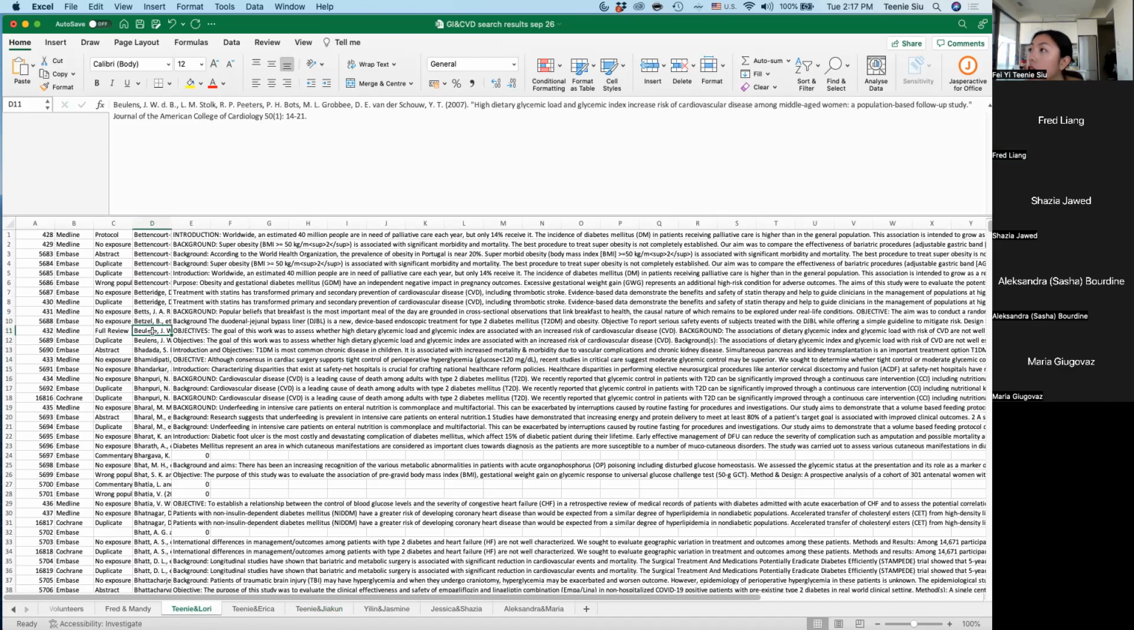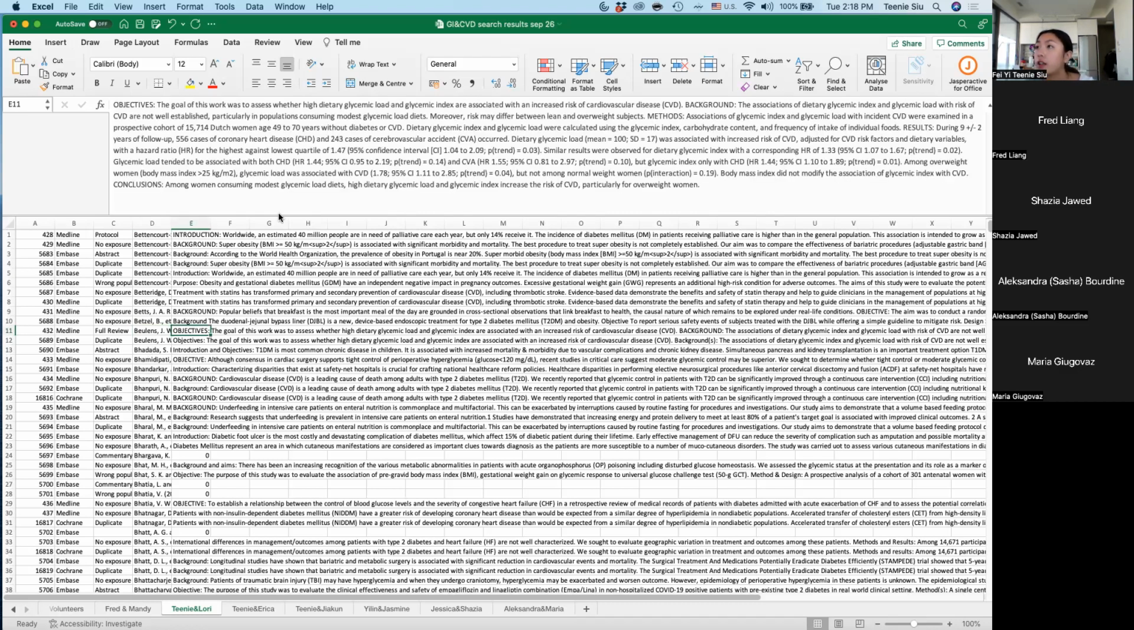Yeah, so this one, I think I've shown you guys this before, but again, this is a full review. The title is High Dietary Glycemic Load and Glycemic Index, both our exposure of interest, increases risk of cardiovascular disease, which is our outcome of interest. And then I'm going to read through this and let's look at the methods. So they did a prospective cohort. That's what we're looking at, prospective cohort studies.